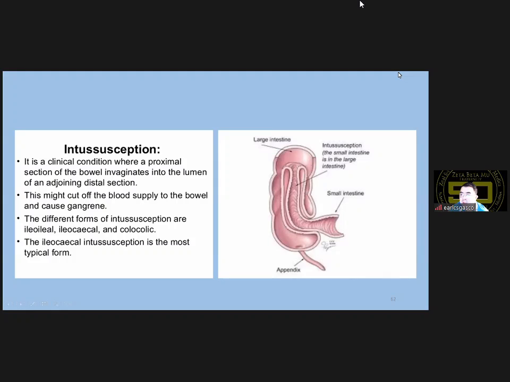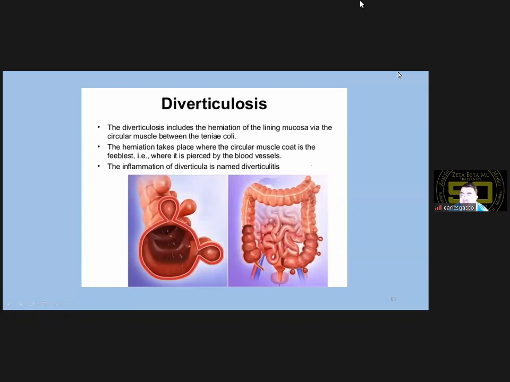Next, we have diverticulosis. This is primarily a large bowel abnormality. It is due to herniation of the lining mucosa through the circular muscles between the taenia coli. You can see the small outpouching. It can be singular, it could be numerous. The herniation takes place where the circular muscle coat is at its weakest. When this diverticulum becomes inflamed, it is known as diverticulitis. A problem occurs when this diverticulitis ruptures, expelling intestinal contents, so you will have abscess formation in that area.